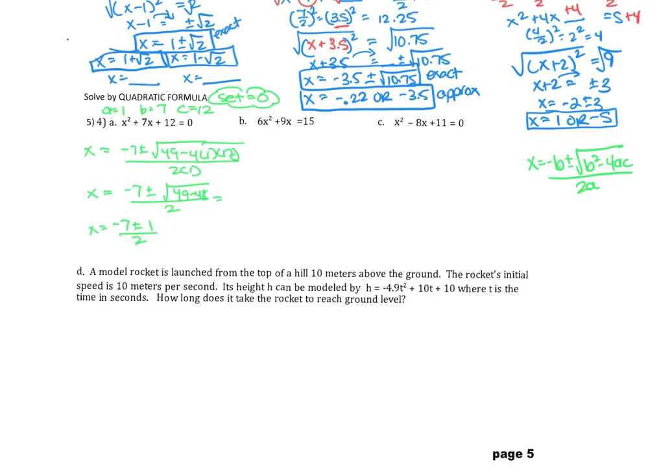So now that I have all integers, I'm going to do my math. So on top, I get negative 7 plus 1, which is negative 6. Negative 6 divided by 2 gives me a negative 3. Or I do negative 7 minus 1, which is negative 8. And negative 8 divided by 2 is a negative 4. Again, since I got integer answers, I know that that would have been factorable, the original equation. So let's take a look at the next problem.